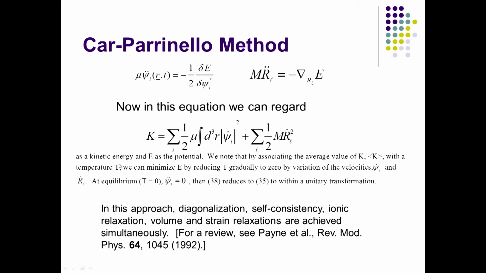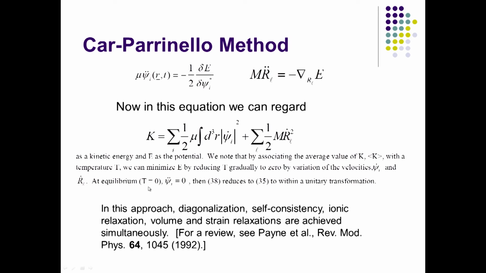So, if you look at K as the kinetic energy and E as the potential energy, you have kinetic energy and you have E, which is the potential energy, which we calculated earlier. We note that now we have both potential energy and kinetic energy. By associating the average value of K with a temperature T, we can minimize E by reducing T gradually to 0, by variation of the velocities of the wave vectors and R, which is the position vector.